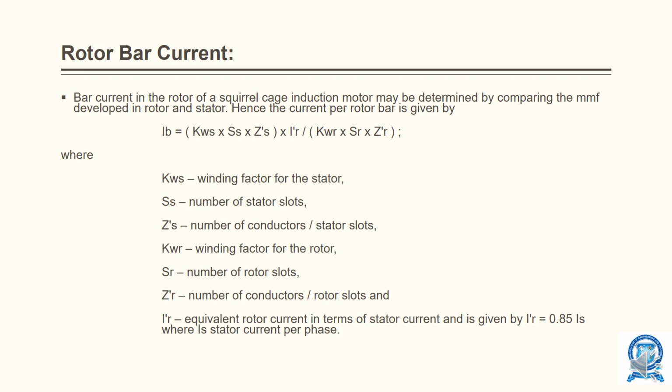Here KWS is the winding factor of stator, SS is the number of stator slots, ZS dash is number of conductors per stator slot, KWR is winding factor for rotor, SR is number of rotor slots, ZR is number of conductors per rotor slot, and IR dash is the equivalent rotor current in terms of stator current, and it is given by IR dash is equal to 0.85 IS. This is the relation between the stator and rotor current.